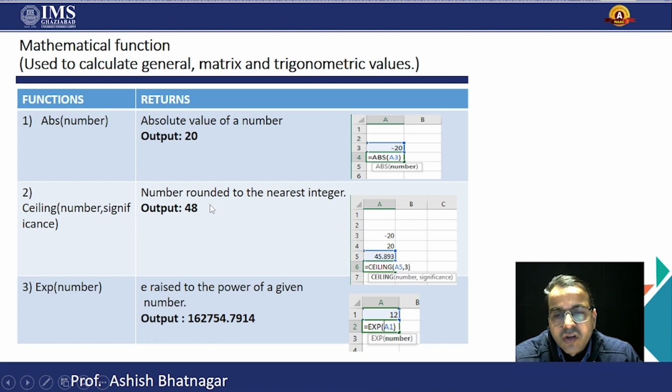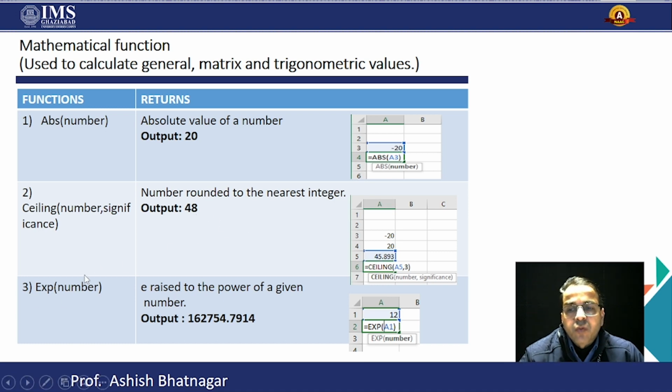So how do you define it? For the number to be rounded to the nearest integer, let's say CEILING A5. A5 here contains the value 45.893. Let us suppose this is the number which is held in the A5 cell. Comma 3. 3 is the significance value. That means the value is rounded up to a multiple of 3. So it will return 48. So that's the ceiling function.